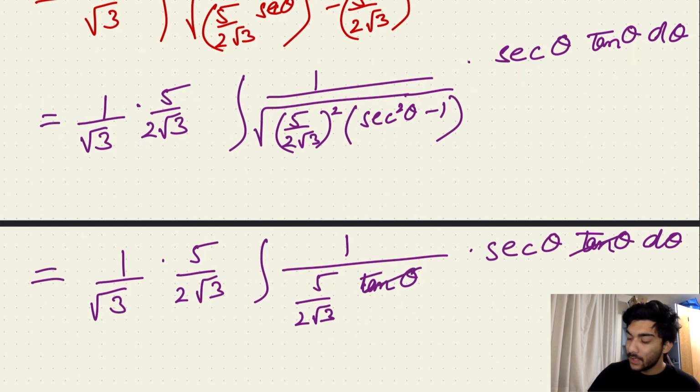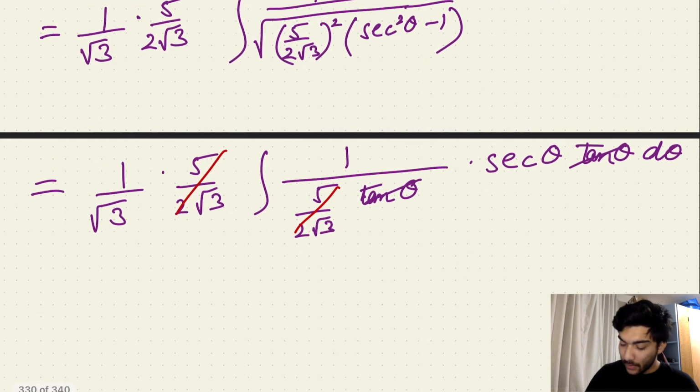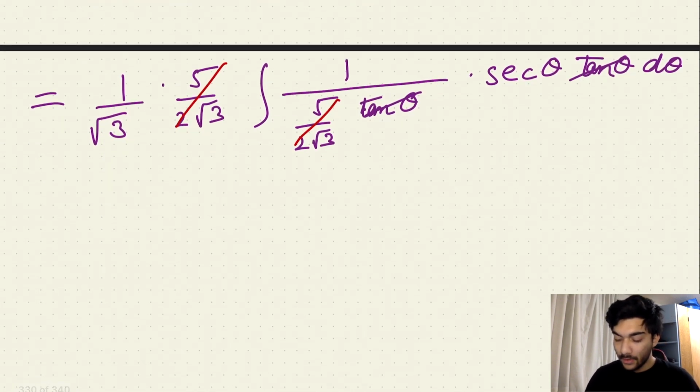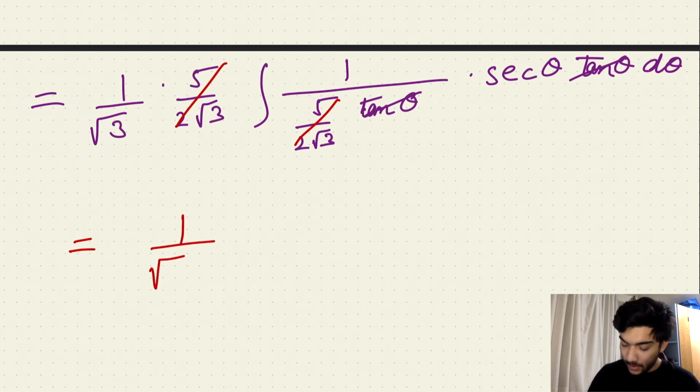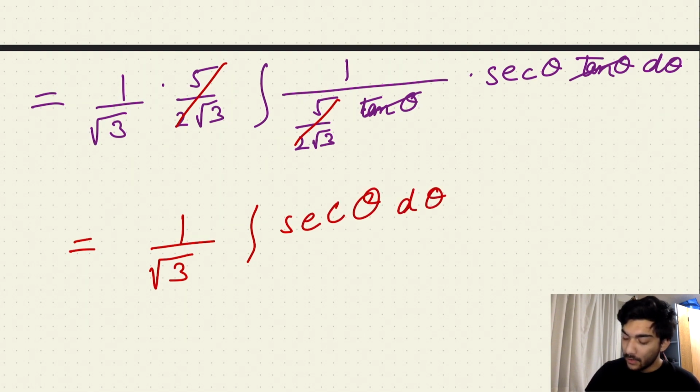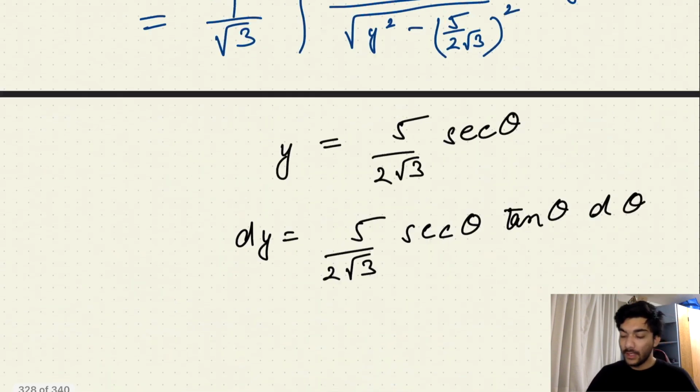And you can cancel this tan theta with this tan theta. You can also cancel this 5 by 2 root 3 with the 5 by 2 root 3 in the numerator, right? Such that your integral expression will be simplified to just calculating 1 by square root 3 times the integral of secant theta d theta, right?